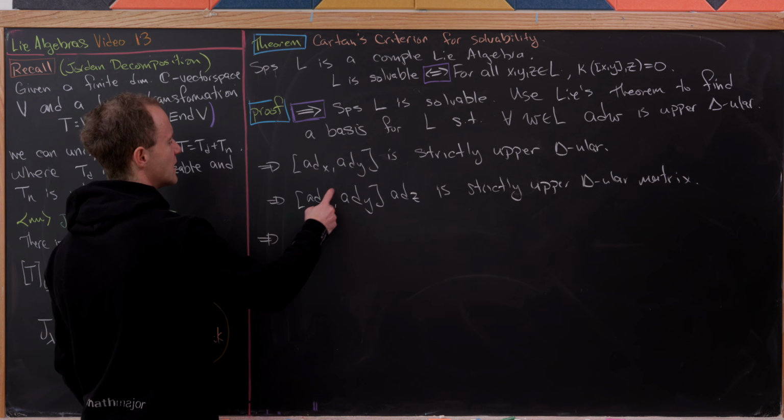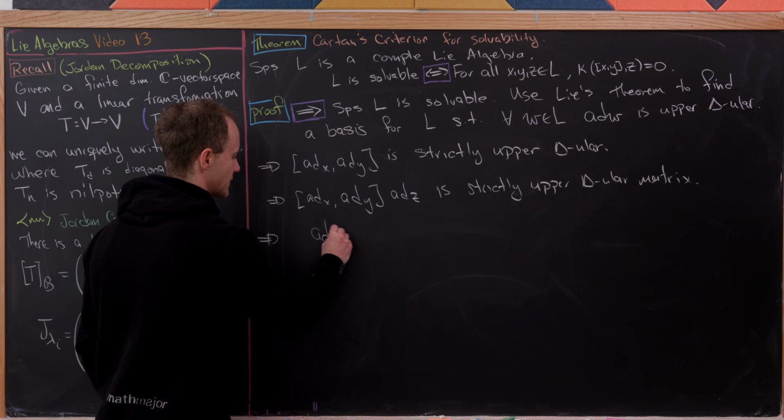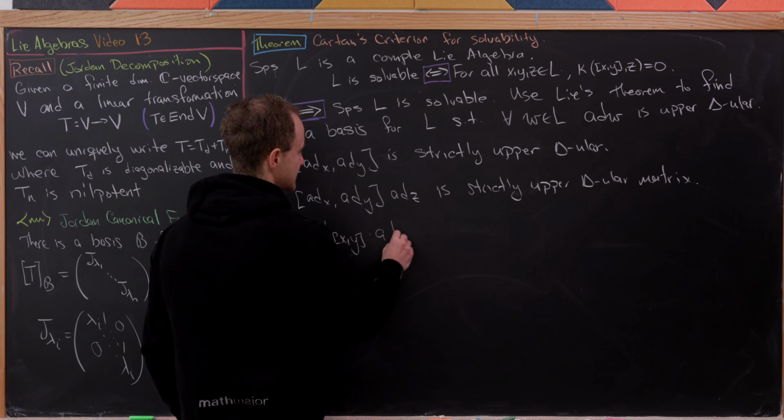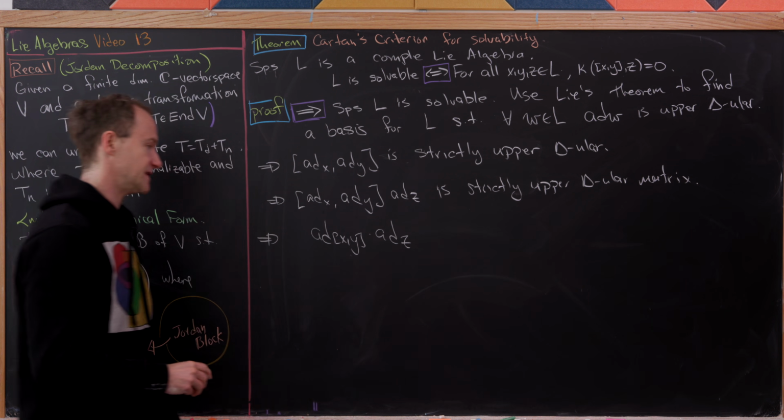Now let's use one of our results from before that allows us to write this as the ad of the bracket of x with y times ad z.